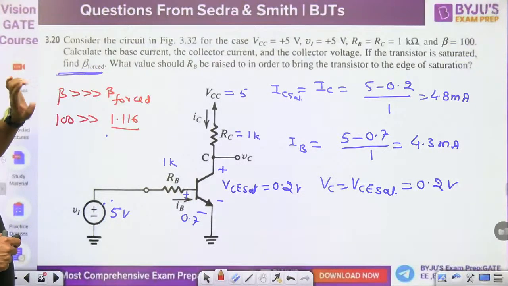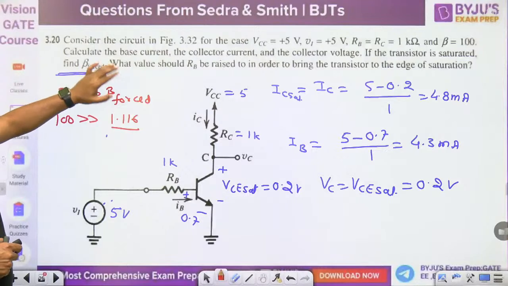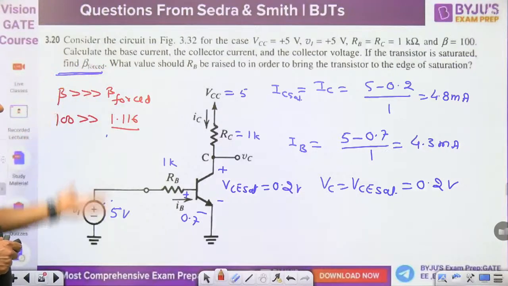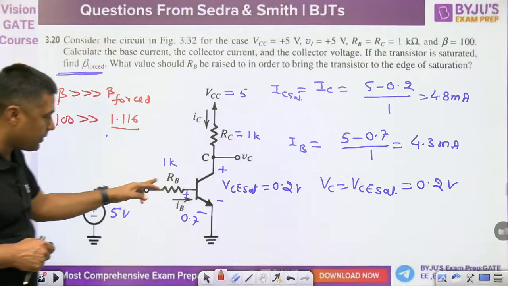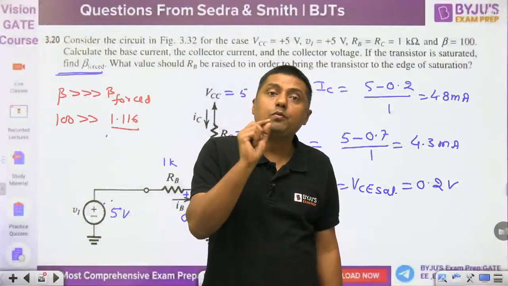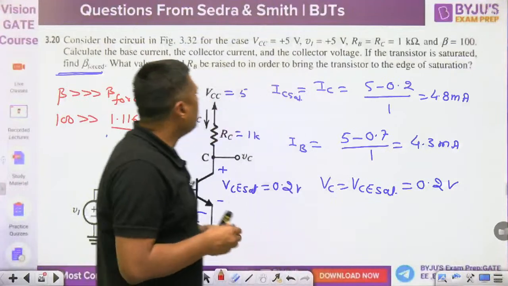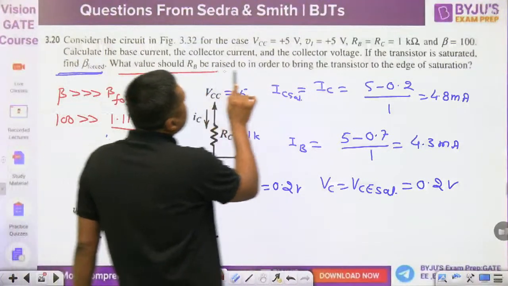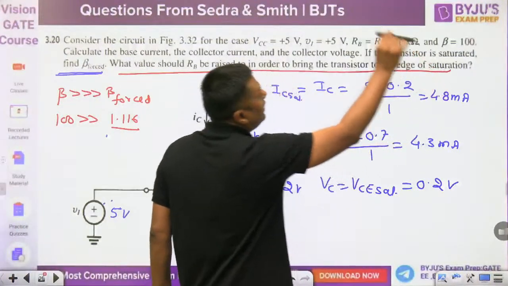Bring the transistor up now. That is the second question. What value should RB be raised to? Now when we are increasing the RB, what will happen? Suppose we are increasing the RB, IB will reduce. So to what value should RB be raised in order to bring the transistor to the edge of the saturation?